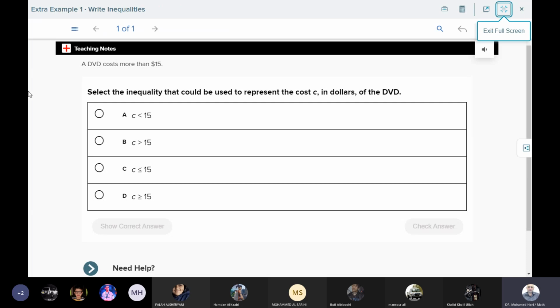Okay, listen to me, please. A DVD costs more than $15. More than $15. What's the meaning of more than? More than means greater than.